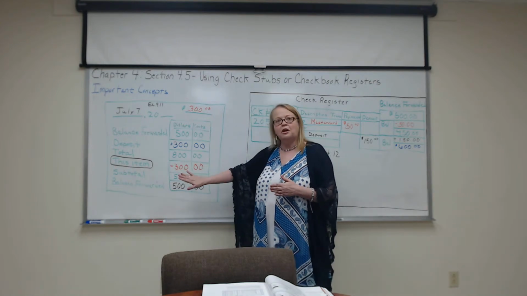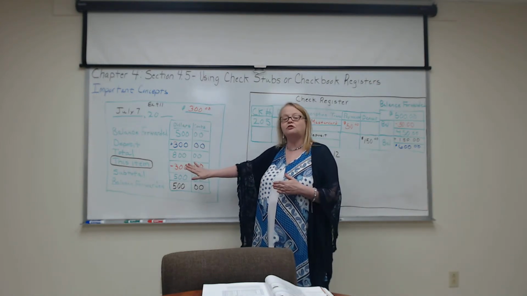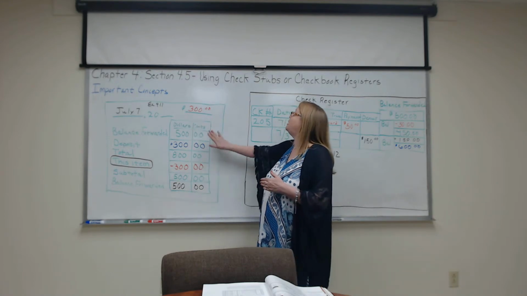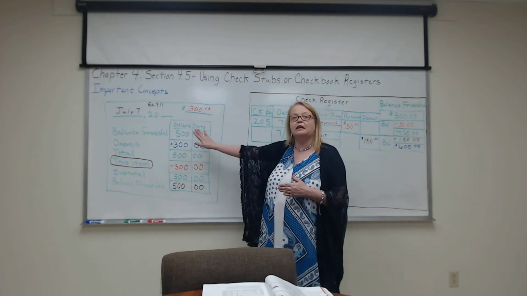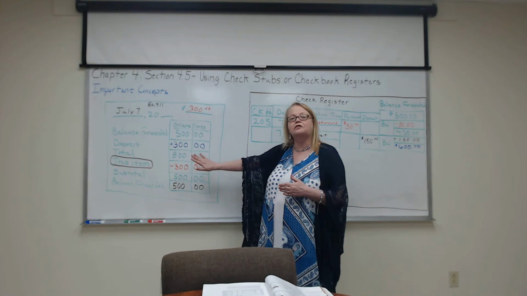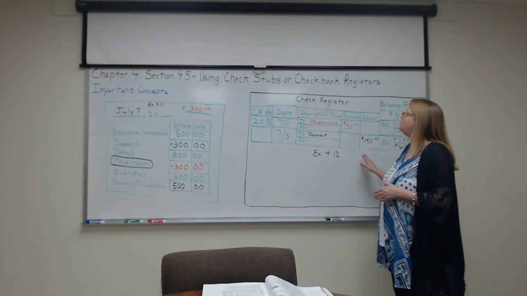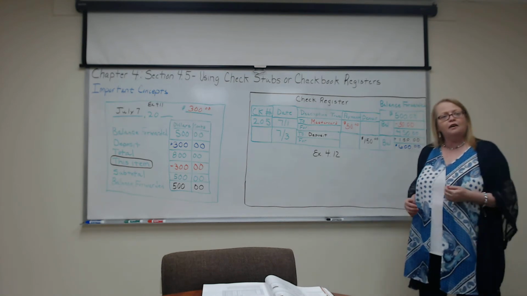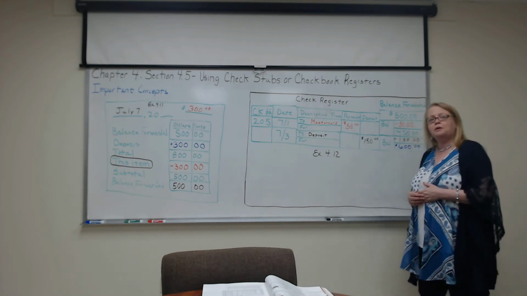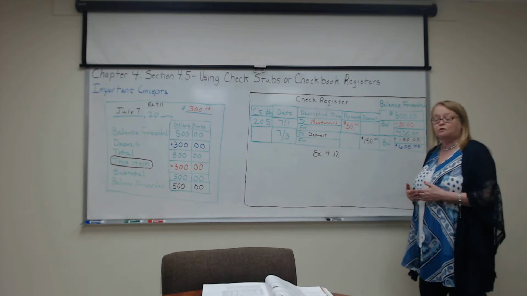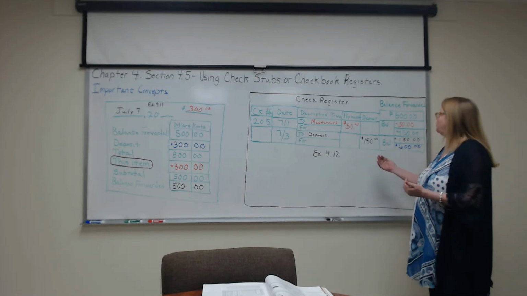So this is the information that goes into the check stub for you to maintain what's going on. This is one way of doing that. The second way of doing this is using a check register. If you have a personal checking account, a lot of people use a check register when they're writing checks. So what's included in that?